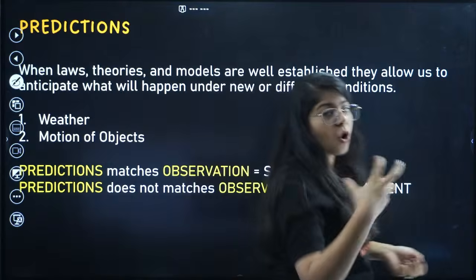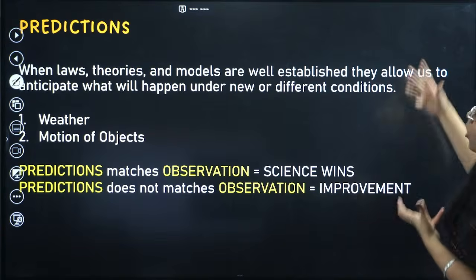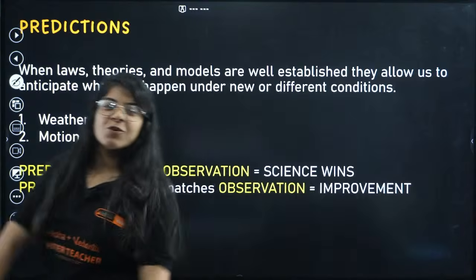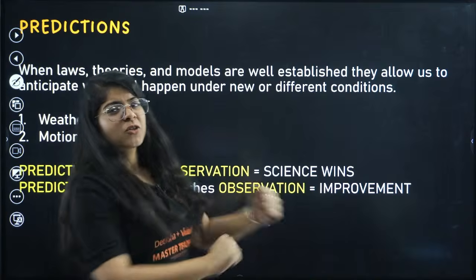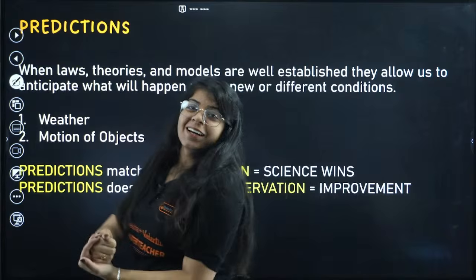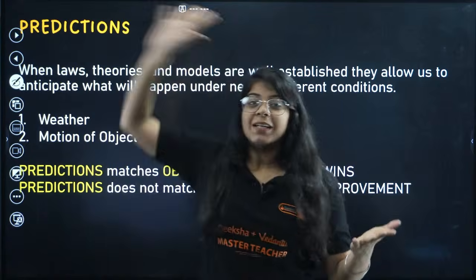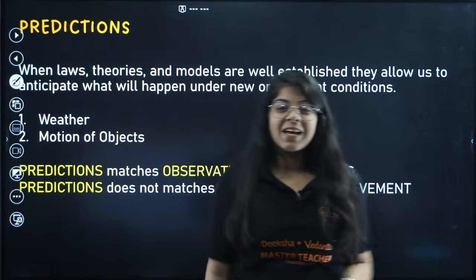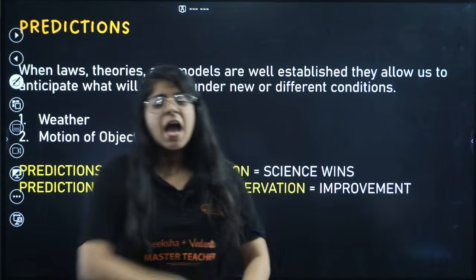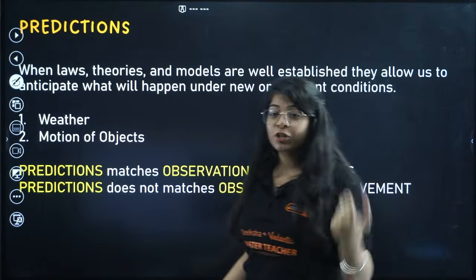Predictions are when our laws, our theories, our models are well established and they allow us to anticipate what will happen under new or different conditions. Even though the team was performing well, the law said that Punjab Kings would have a downfall and would not perform well. Why did it happen? Because it's a theory I made, because it's the pattern I saw, because it's the model I saw in the past, right? So in the new condition, in a different condition, that is this series, IPL 2026, I predicted something. Just like we predict weather, just like we predict motion of objects.